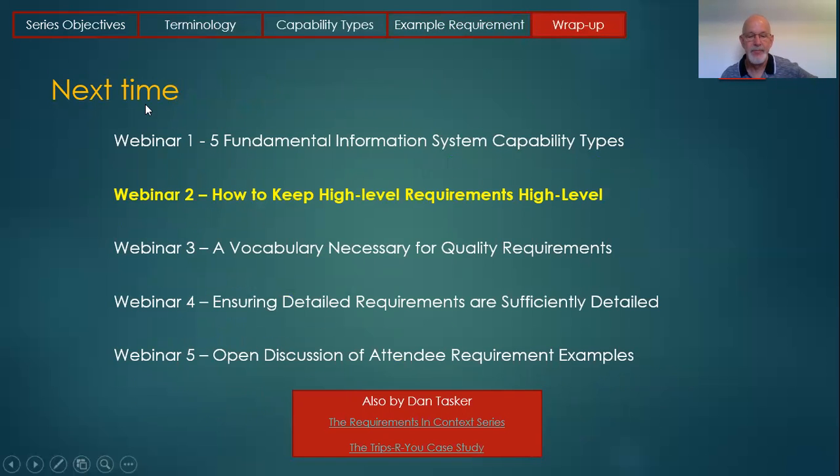Okay, so next time we will talk about keeping high-level requirements high-level. We'll talk about a functional business context for requirements, and we will look at those capability types again and some more examples.